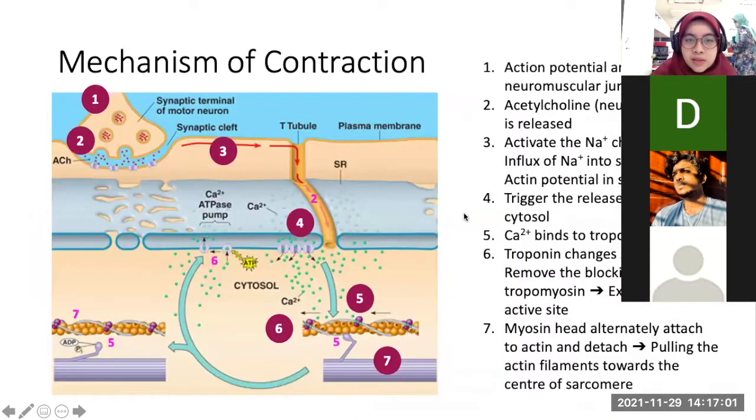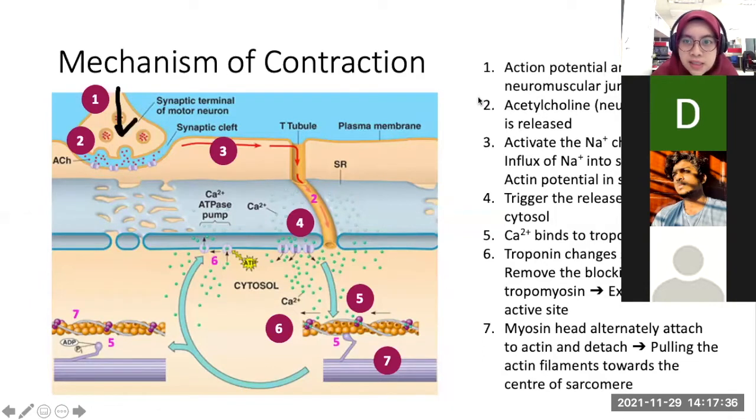What triggers the contraction of muscles is basically the activation from a nerve. The action potential will arrive at the neuromuscular junction. I will just go through this briefly because this is physiology, right? This is the neuromuscular junction. Neuromuscular means the junction where neurons and muscle meet. The action potential arrives over here.